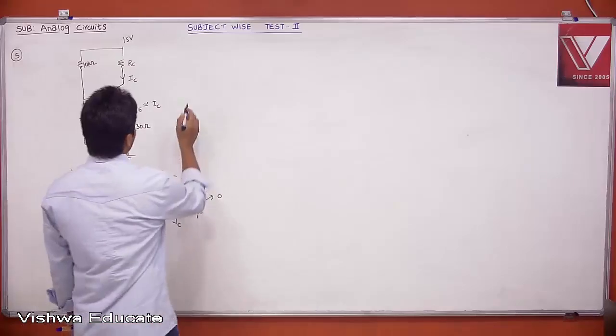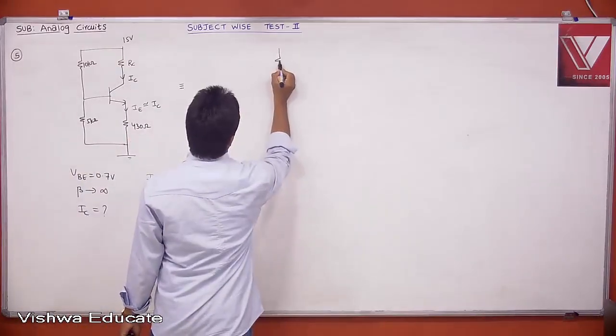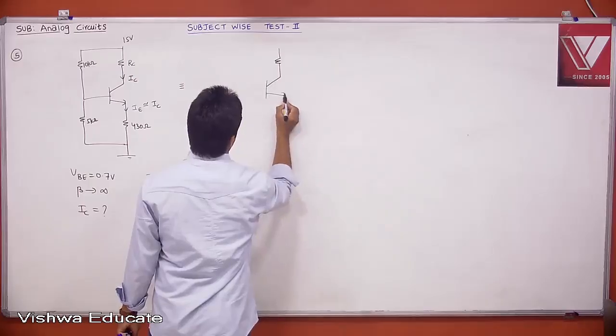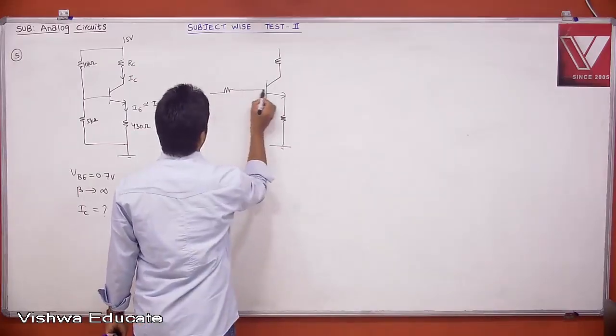Okay. Now can I apply Thevenin's theorem? This is nothing but a self-biased circuit, right? If you apply Thevenin's theorem, this is nothing but your V Thevenin and then R Thevenin.